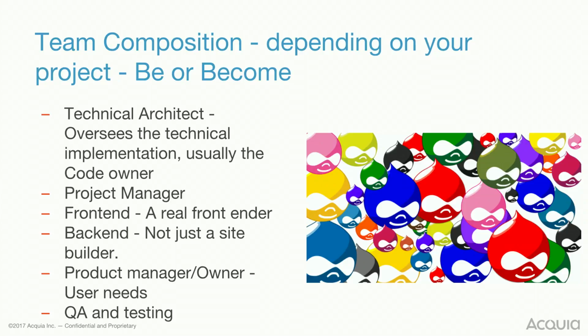You need a technical architect. At some point, you need somebody that oversees the technical implementation, and is usually the code owner. This is not necessarily a developer. This is the one that will tell you, oh, use this module, create an entity like this, we're going to tie it with a content type like this, etc. That's the kind of work of a technical architect. Have a real project manager, somebody that knows Scrum, that knows how to handle the project, that is aware with everybody. Have a real front-ender, or become a real front-ender if you're the front-end.